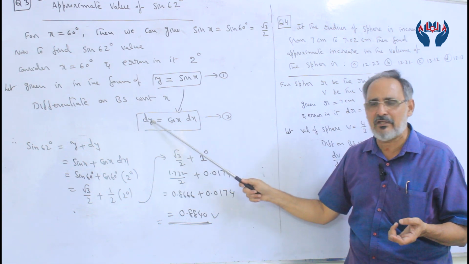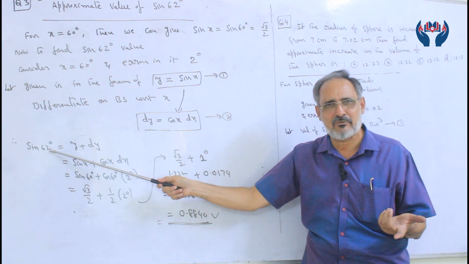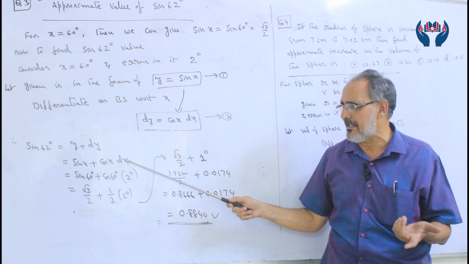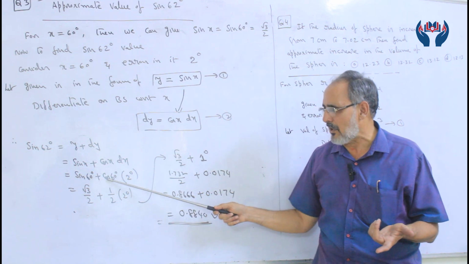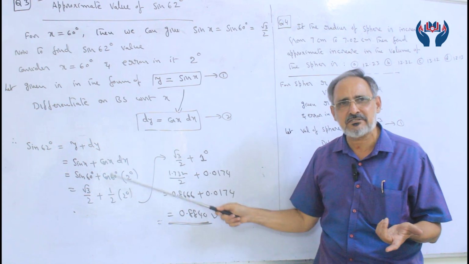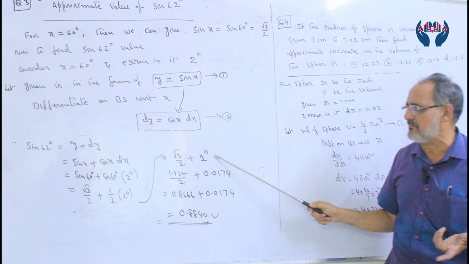So y and dy in your hand, then same game. Sin 62 degrees equal to y plus dy, sin x plus cos x dx. Sin x is sin 60, that is root 3 by 2. Cos 60 into 2 degrees, here it is very important. Cos 60 is 1 by 2 into 2 degrees. 2 degrees by 2 is coming as 1 degree.